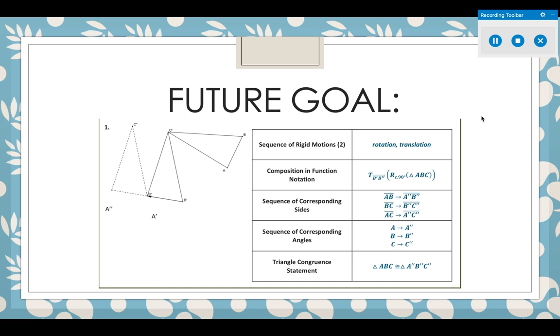So this is what I hope to accomplish in our continuation of this unit. So I want you guys to be able to independently tell me sequence of rigid motions, composite and function notation, which we didn't get to talk about a lot, I need you to be able to write the sequence of corresponding sides and corresponding angles, and then give me a congruent statement at the end of it. So hopefully after a few more classes, you guys will be comfortable with this and will be able to do that on your own.